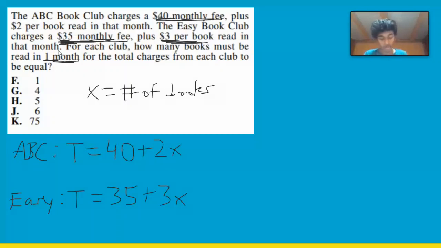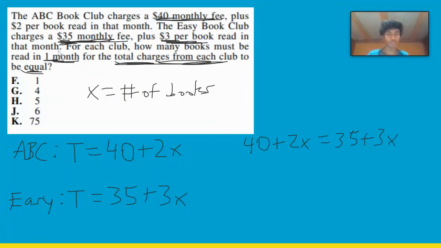And we want to know how many books must be read in 1 month for the total charges for each club to be equal. So how do we solve this? Well, we simply set these equations equal to each other, right? Because if the total cost is the same, then the total cost for ABC is the same as the total cost for the Easy Book Club, so we can just set them equal to each other because they're the same thing. So we have 40 plus 2x is equal to 35 plus 3x.